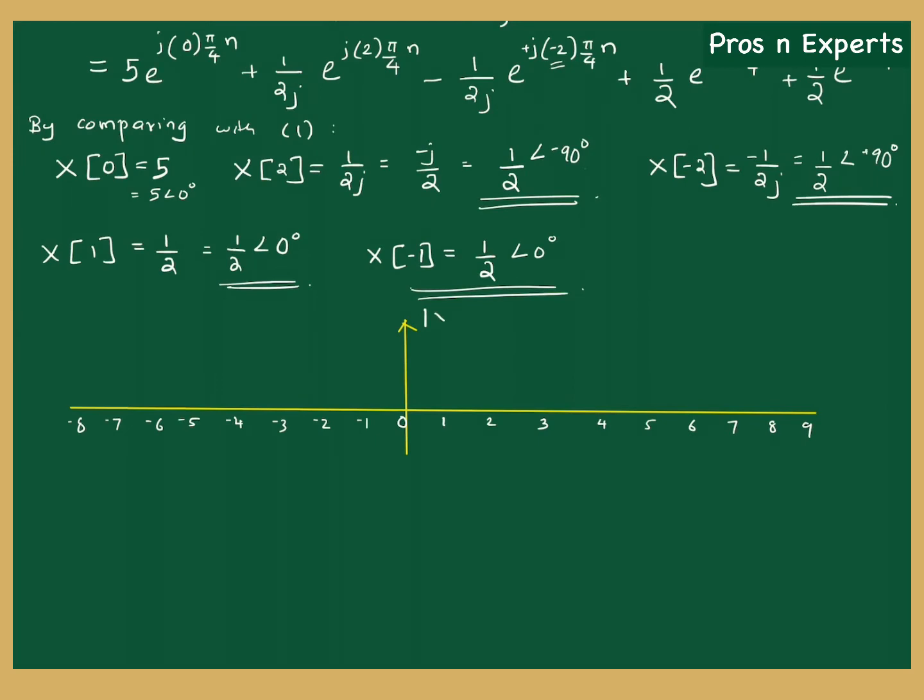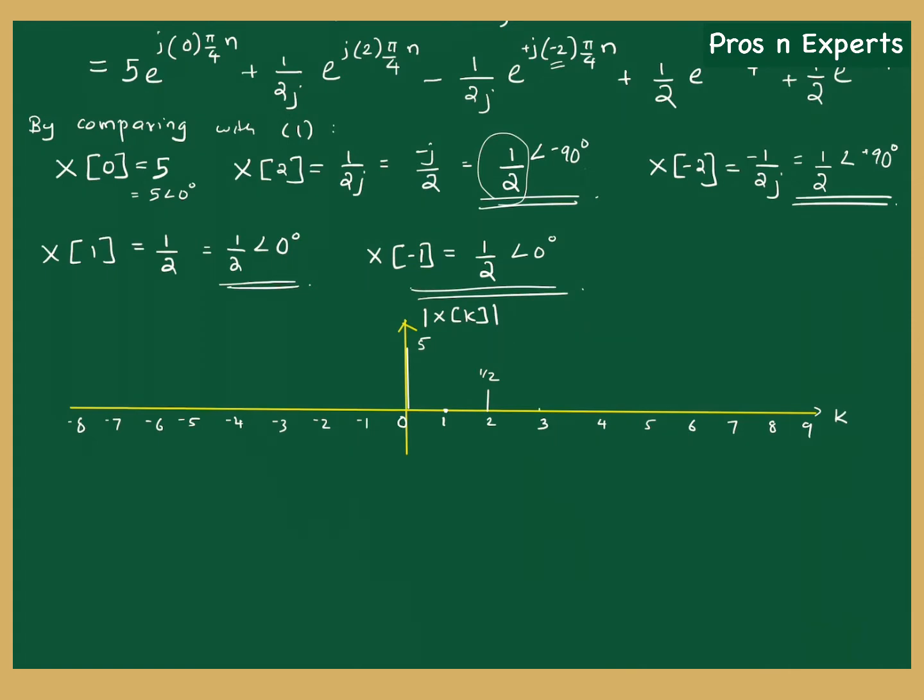So I'm going to find the magnitude plot, only the magnitude versus k. What is x of 0 at k equal to 0? At k equal to 0, x of 0 is equal to 5. Okay, what is x of 1? There is no x of 1 here, so x of 1 is 0. What is x of 2? The magnitude of x of 2 is 1 by 2. You can have 1 by 2 here.